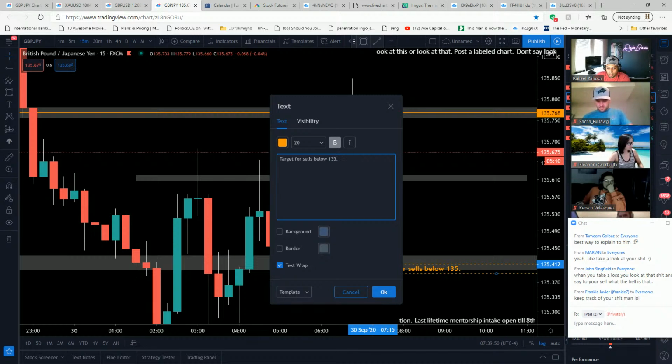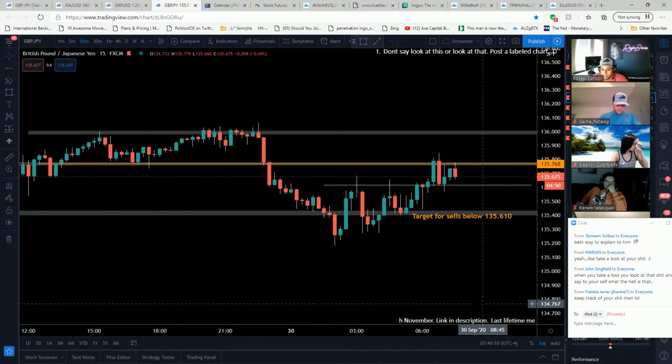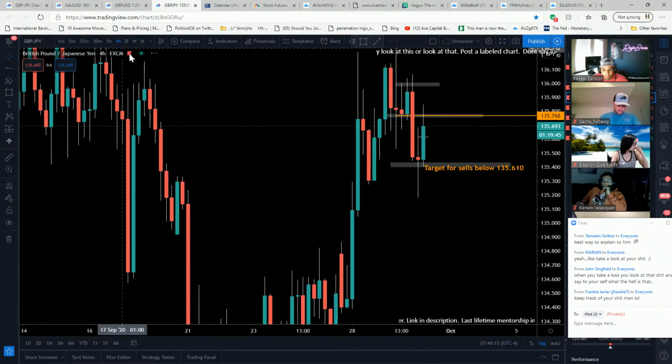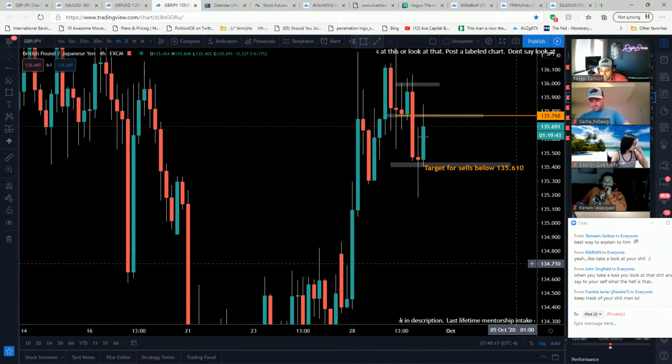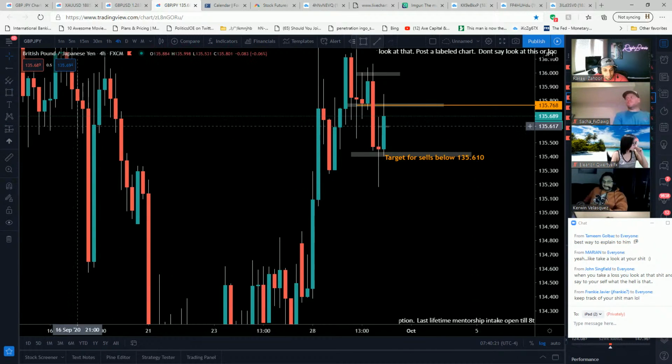Below 135.610. Yeah, it's gonna be good. I think it's going down to 134.650. Oh, okay, 134.650. We're far, far away from 134.650. Way down over here. Let's take a look on the 4 hour. Way down over there. Yeah, that's too much.